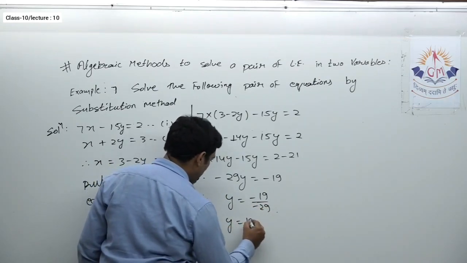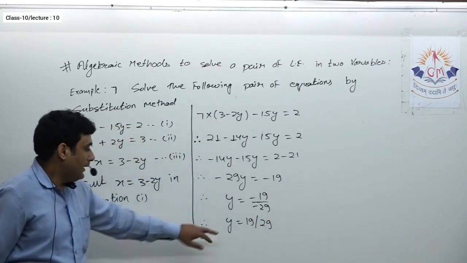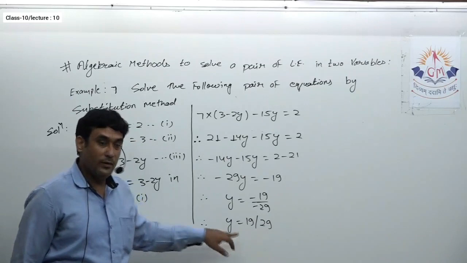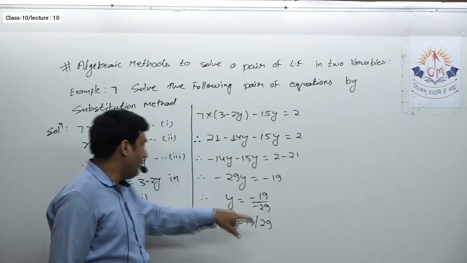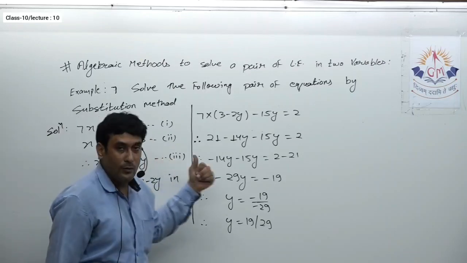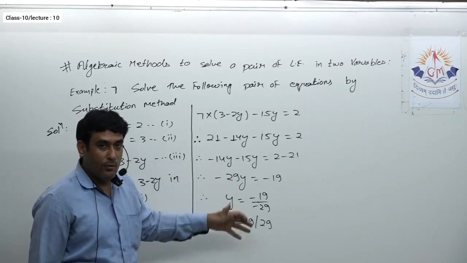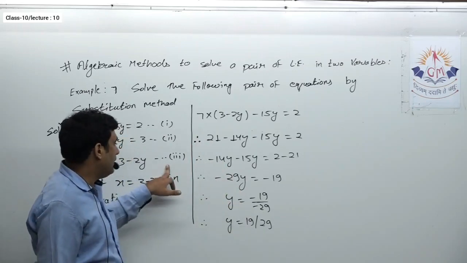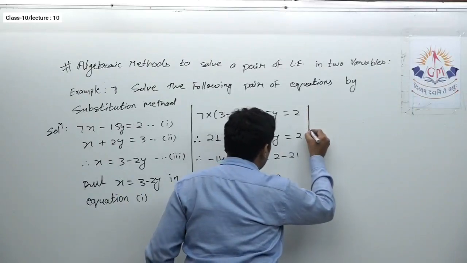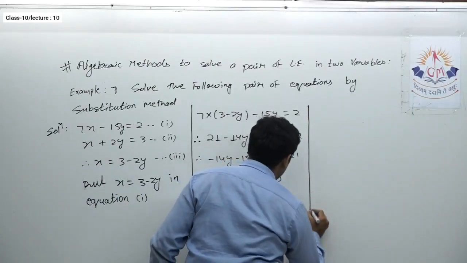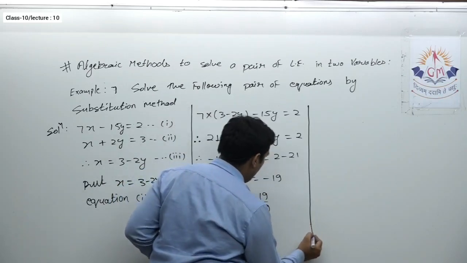Therefore y is equal to 19 upon 29. Okay, so here we got the value of one variable, that is y. Now we have to put this value of y in an equation. As I told you, I can put this in either the first, second or third, but it is always advised to put it into the third so that the calculation part becomes a little bit easier, or we can say a little bit less time consuming.